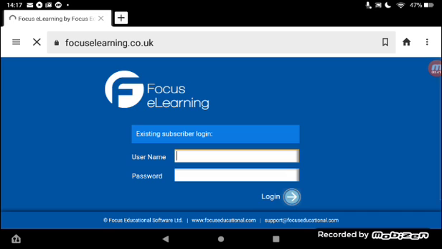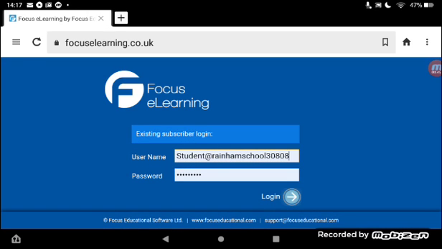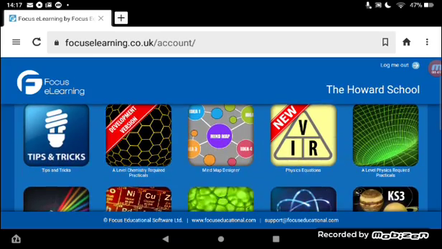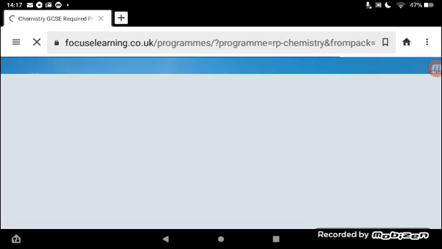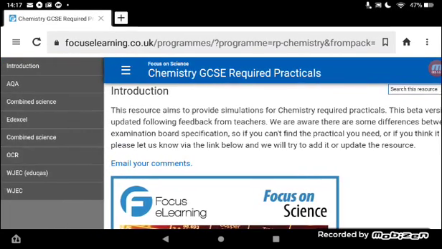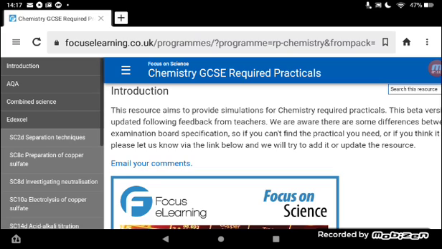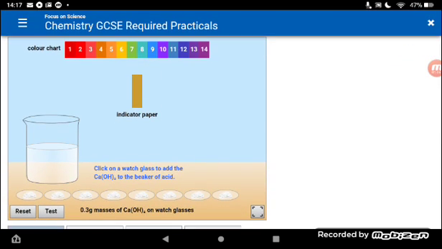The password and the username are on the classroom. However, once you go on it, it's Focus e-learning. You go on the required chemistry practicals. We are covering the Excel spec, and this one is investigating neutralisation. Now, it's a really straightforward practical.